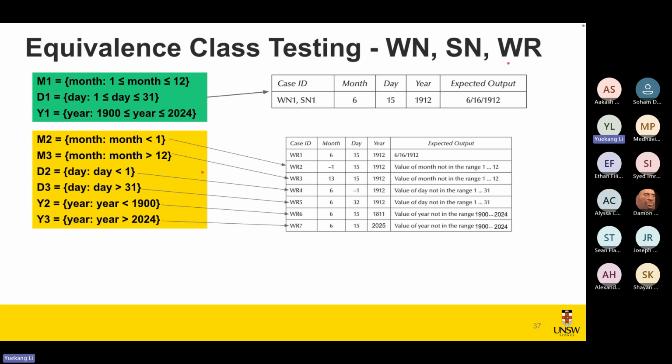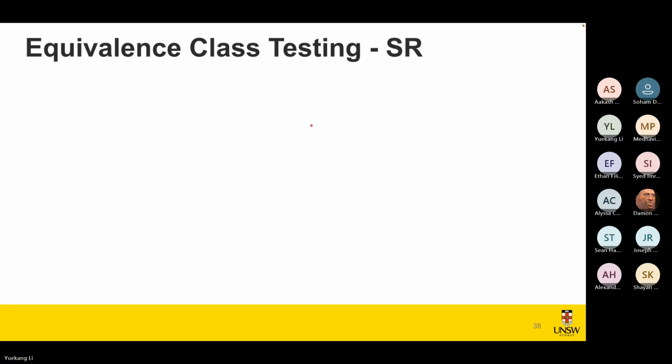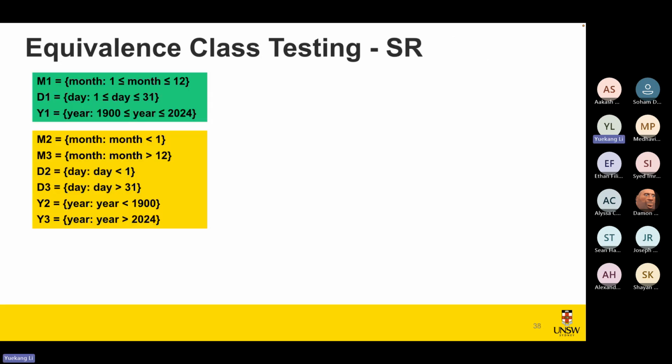Because this is weak robust equivalence class testing, each time we only allow one input value to take a value from the invalid equivalence class, and the values of the rest of the parameters should be from their valid equivalence classes. So this is for weak robust. And what about strong robust? We still have this.